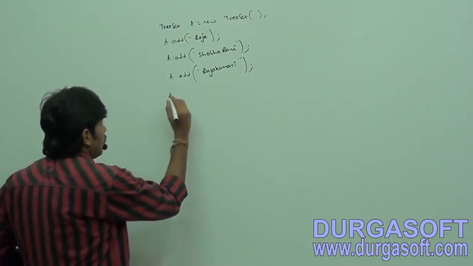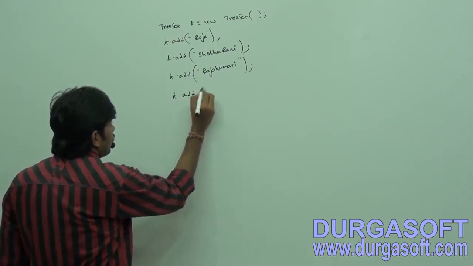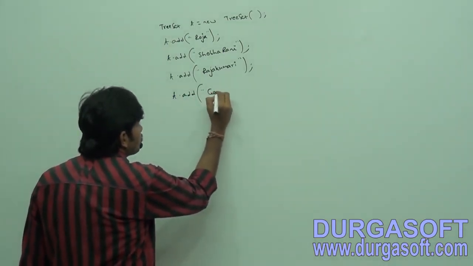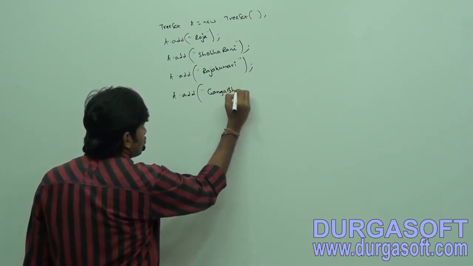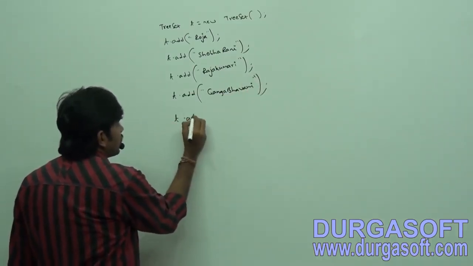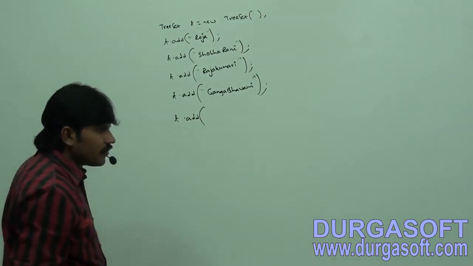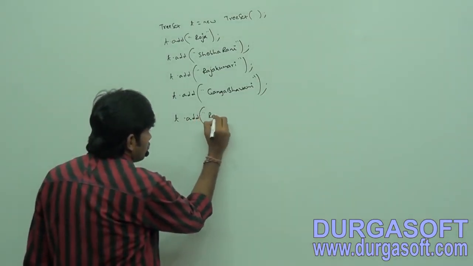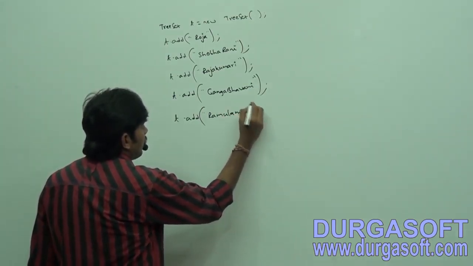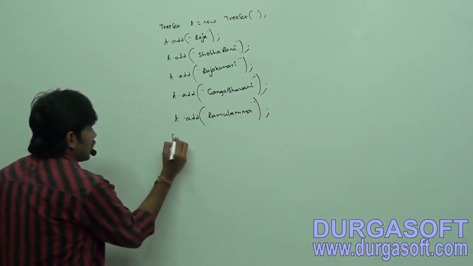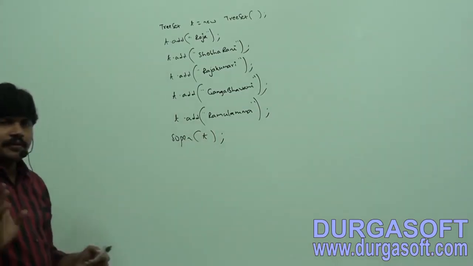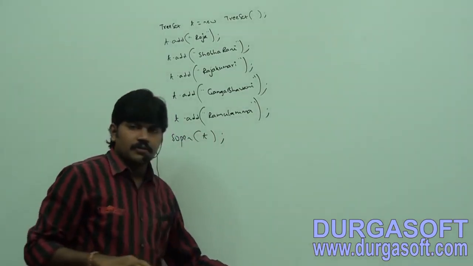Like t.add of Ganga Bhavani. Next t.add of Ramulamma. SOP of t. Now look at this one.